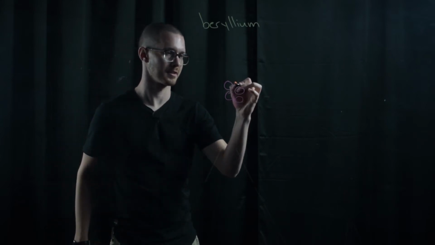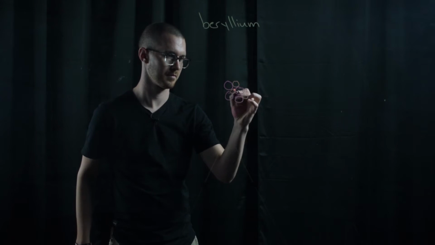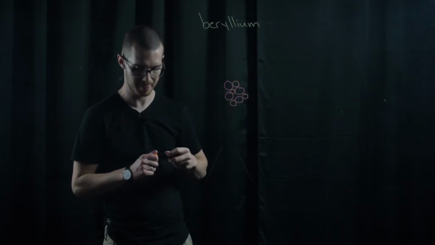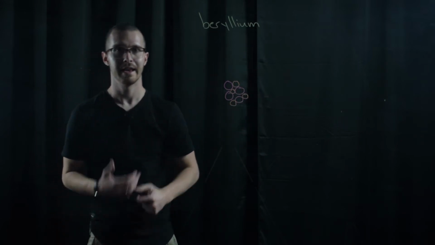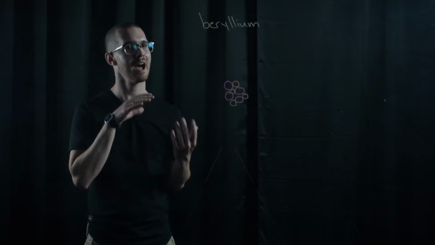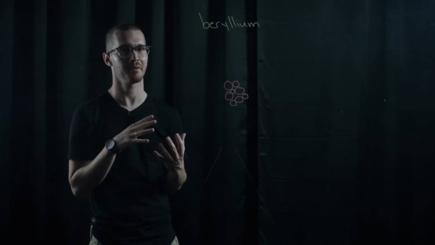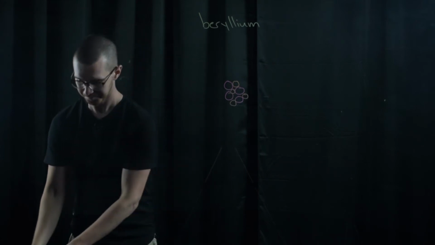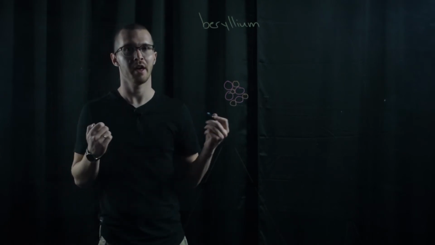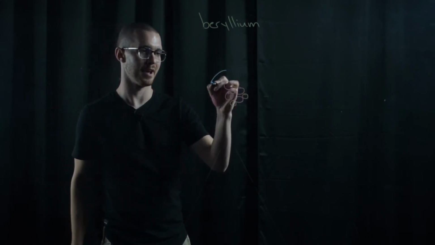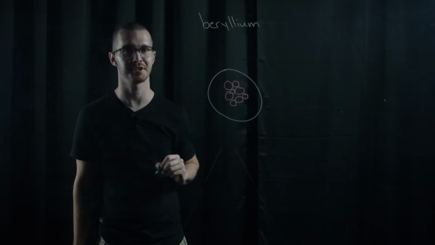So know that beryllium has a nucleus that contains 4 protons and 4 neutrons. Now it also has 4 electrons. Now how are we going to draw this? We want to make sure that we draw them in their energy levels. So the way we draw energy levels is just as a circle around the nucleus. So this is my first energy level.